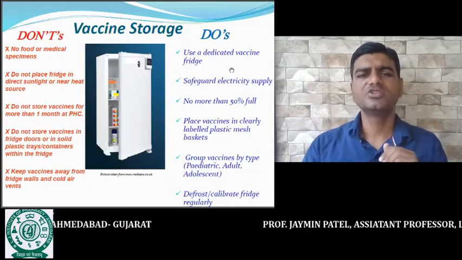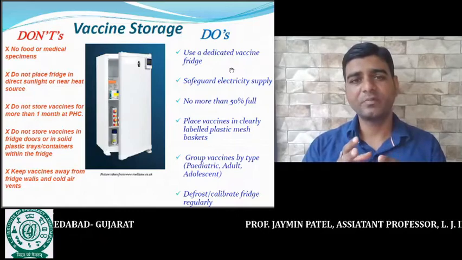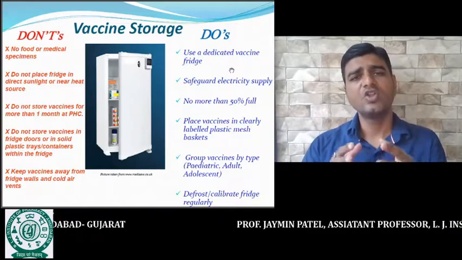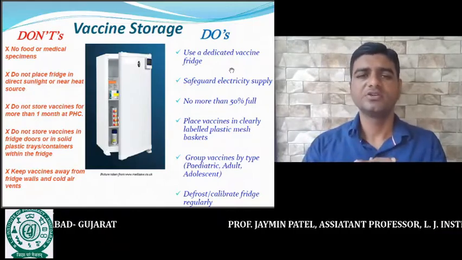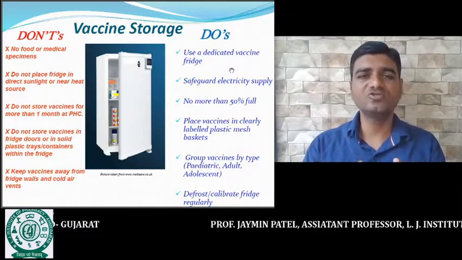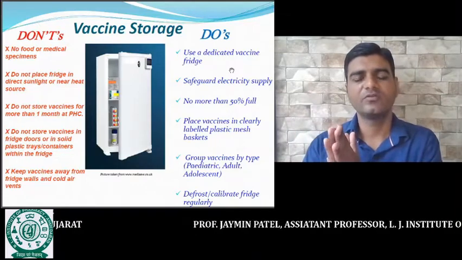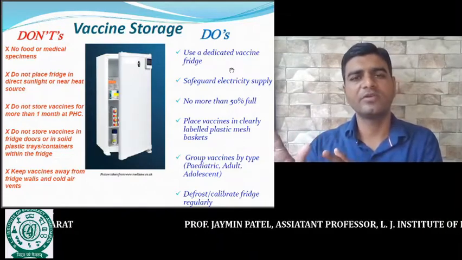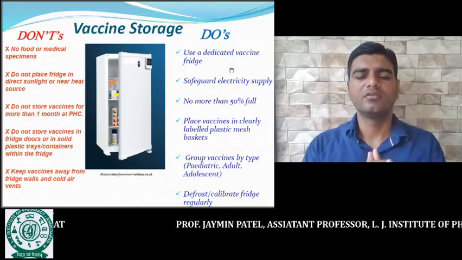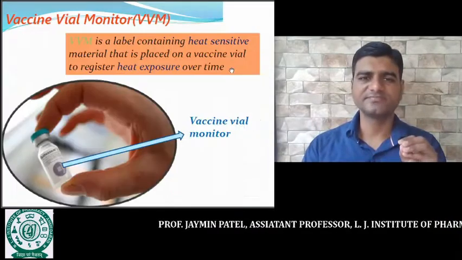Here, if we talk about storage, in some small clinics the vaccine is stored in a normal, common fridge. In that fridge, food components are also present, so vaccines should be stored in a dedicated fridge. Vaccines should not be stored in the normal fridge in the clinic. So this is about the storage of the vaccine.